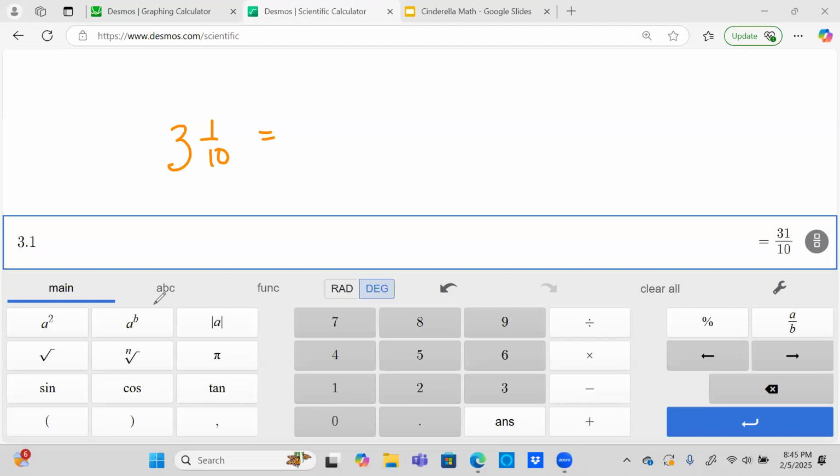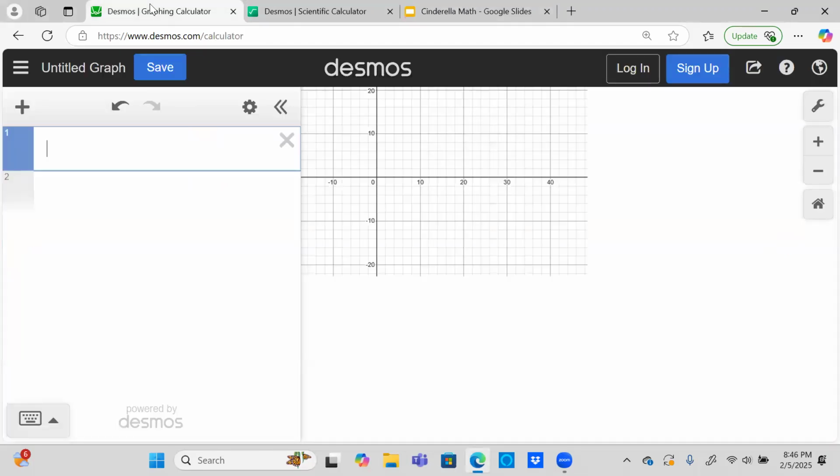So again, you can watch my other video on how to turn mixed to improper, or you might just already know. You do the denominator times the whole number. 10 times 3 is 30, and then you add the top. So 30 plus 1 is 31, and then you keep the same denominator. So this is right, and this is right. This is just going to give you the improper. If you're using graphing Desmos, it's really going to be the same.